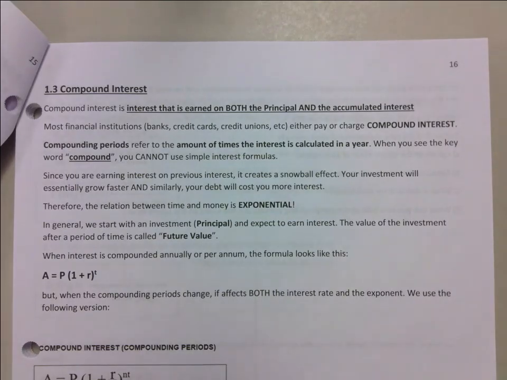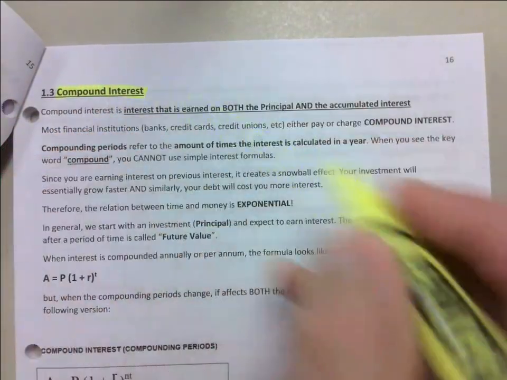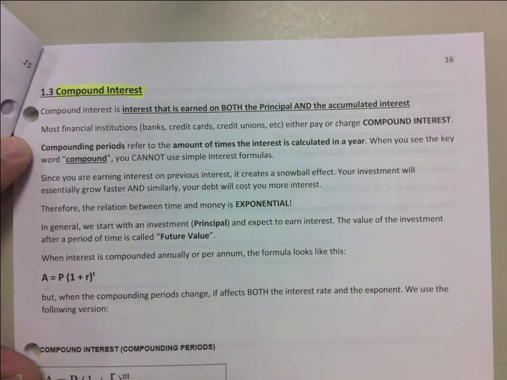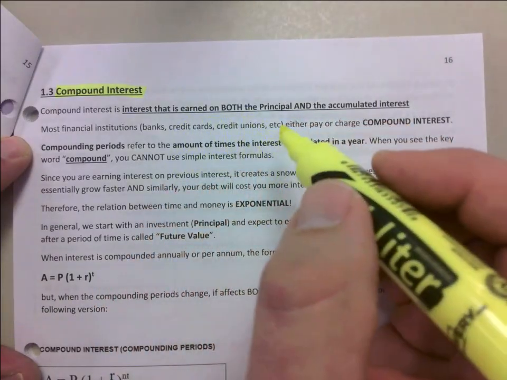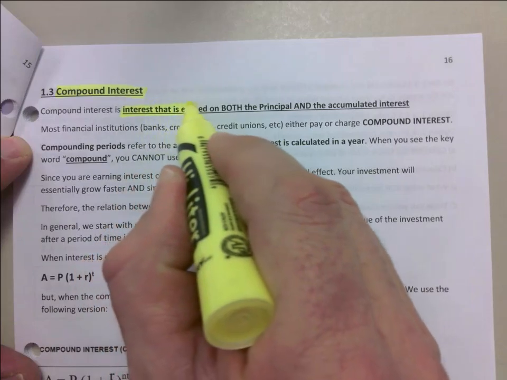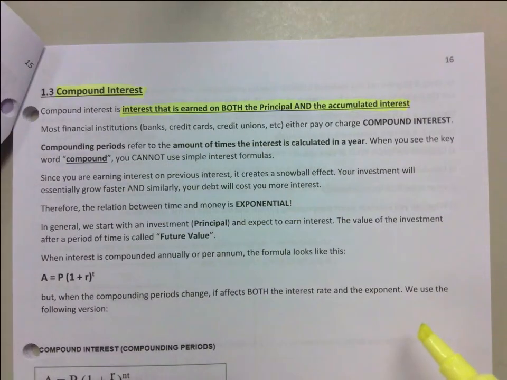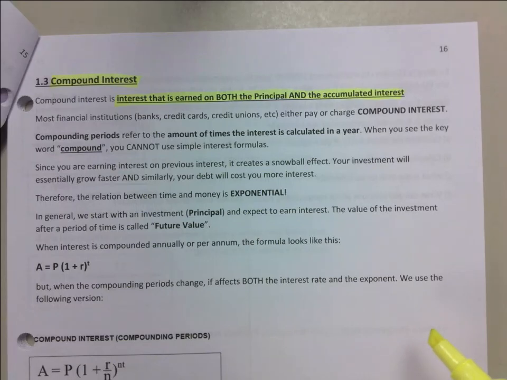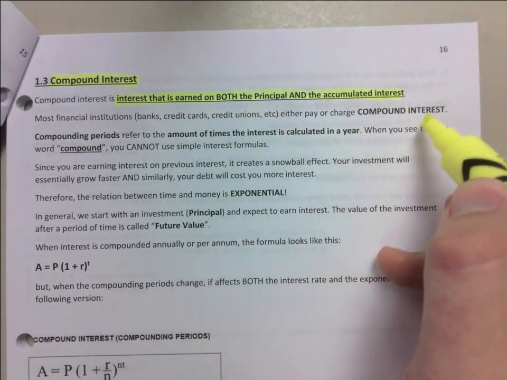Compound interest. Please make sure your homework is to make sure the formula makes it to your study sheet. Page 16. Compound interest is interest that is earned on both principal and the accumulated interest, not just on the principal. Most financial institutions like banks, credit cards, credit unions either pay or charge compound interest.